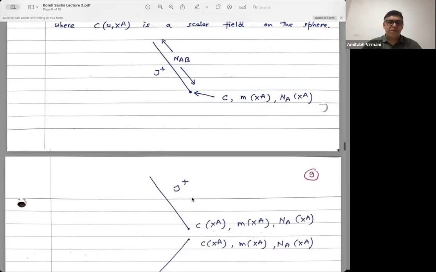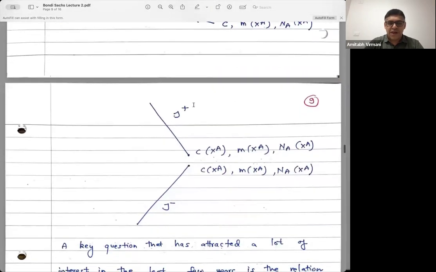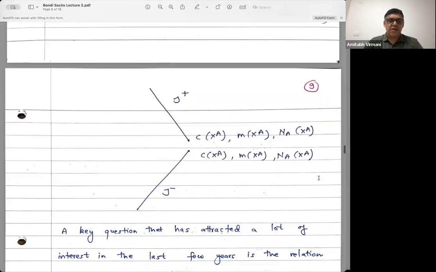Okay, the same is true for the other side. Okay, so this is the future null infinity. The same is true for the past infinity. So at scri plus, you have these three functions now. And at scri minus, you have these functions: C of x^A, M of x^A, N_A of x^A.